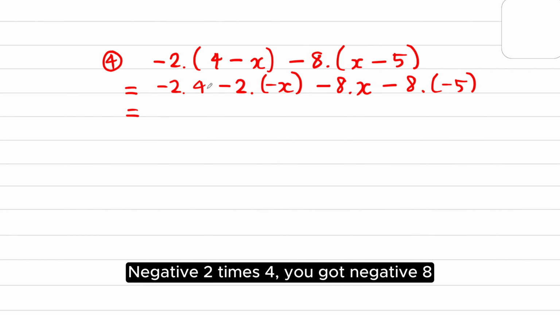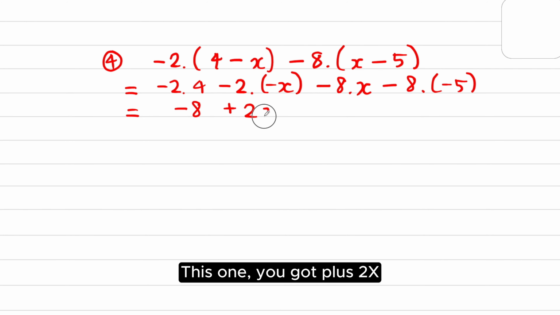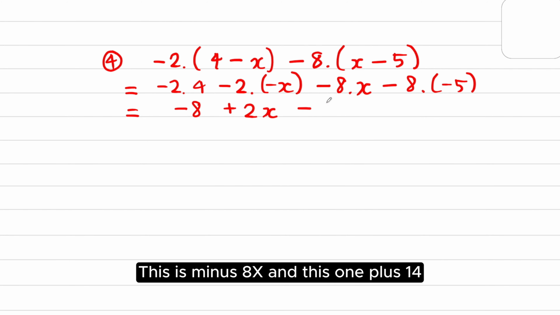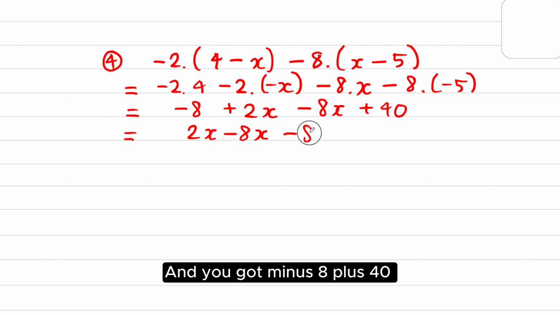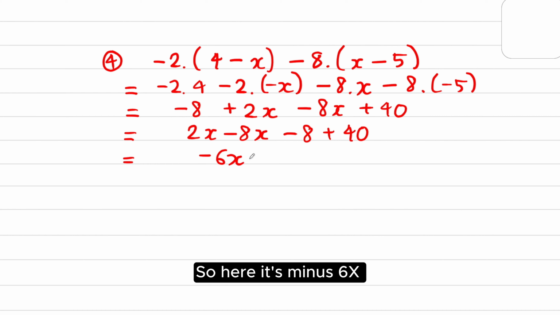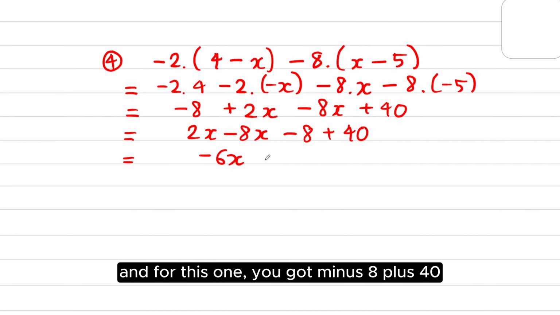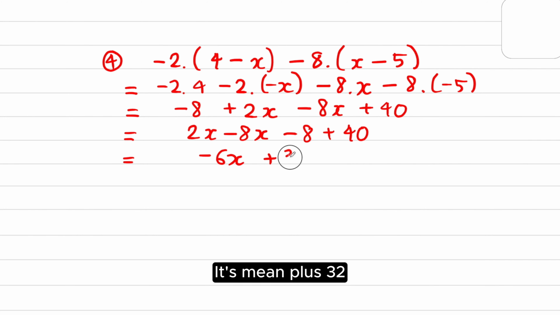Negative 2 times 4, you get negative 8. This one you get plus 2h. This is minus 8h, and this one plus 14. So for this one, you will get 2h minus 8h, and you get minus 8 plus 14. Minus 8 plus 40, so here is minus 6h. And for this one, minus 8 plus 40 means plus 32.